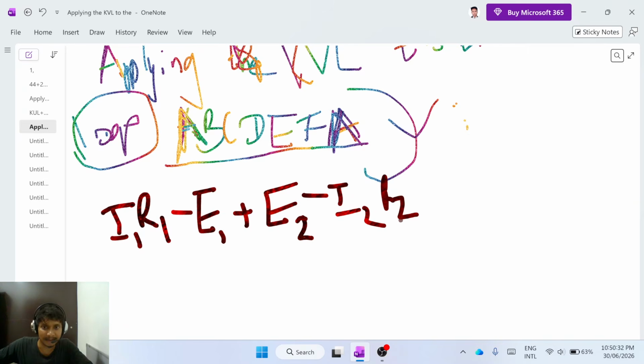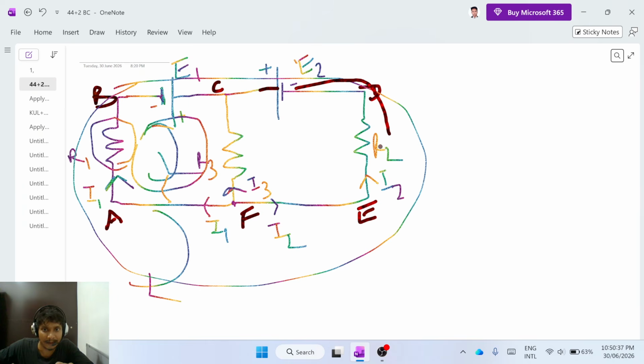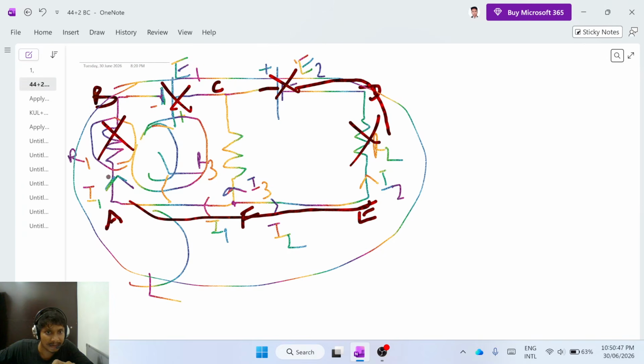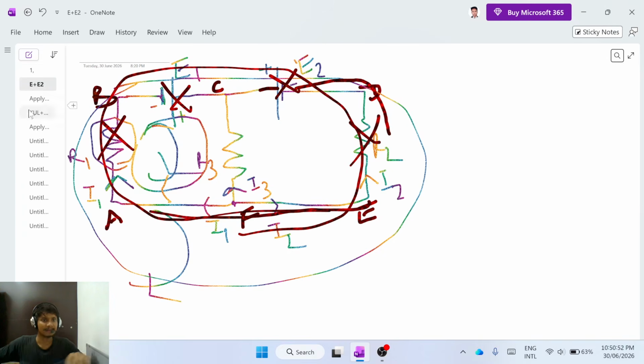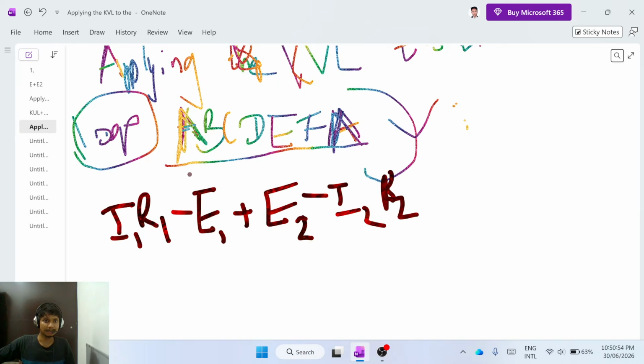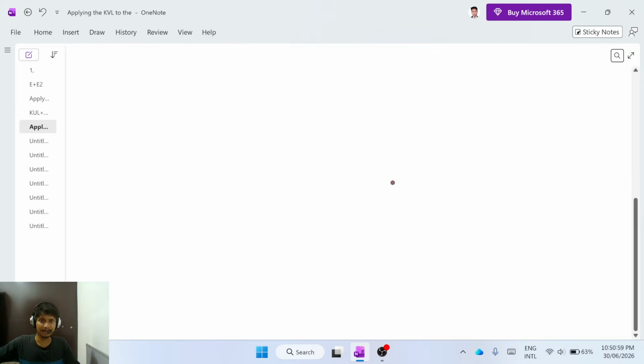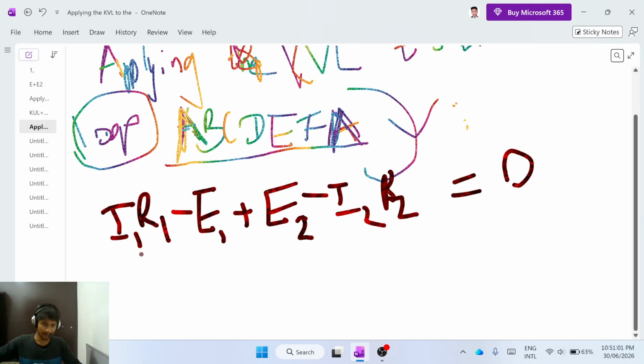Minus I2 into R2. We have already discussed that we use this loop, therefore we don't consider R3. This is the equation using Kirchhoff's voltage law: I1 R1 minus E1 plus E2 minus I2 R2 is equal to 0.